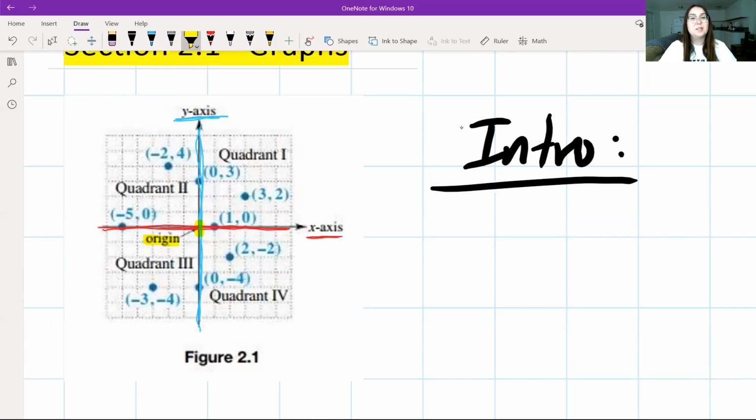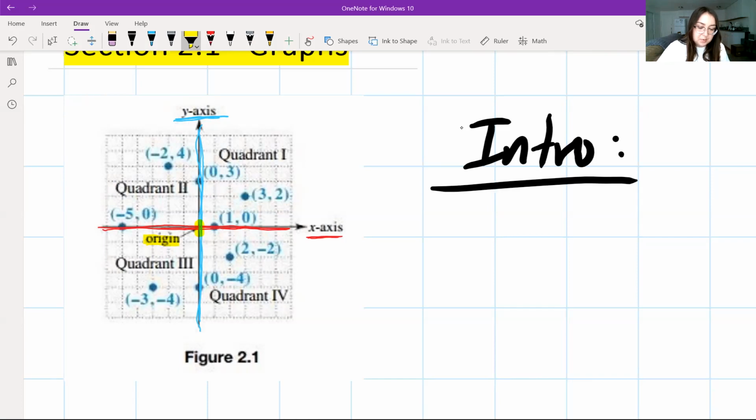Those correspond to the x and y coordinates, which means that the x coordinate is 0 and the y coordinate is 0. And now we see all these points on the plane: -2, 4, 0, 3, 3, 2, 1, 0, 2, -2, 0, -4, and -3, -4. All of these points are called ordered pairs. They're a pair of points. The pair is the x coordinate and the y coordinate, and that's how you would always write it. It's always the x coordinate and then the y coordinate.